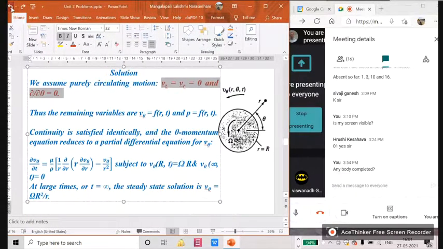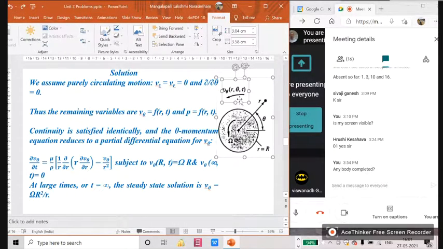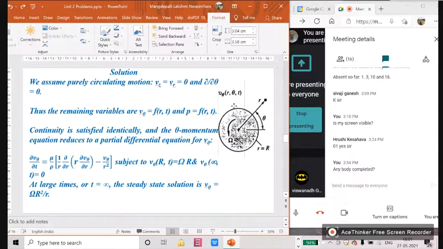Right? Then the remaining variables will be only V theta and the pressure. Because Vr is equal to 0, Vz is equal to 0, and dou by dou theta is equal to 0, you will have only the variation of the angular velocity. That means this value, this angular velocity, will be varying with radius. Right?